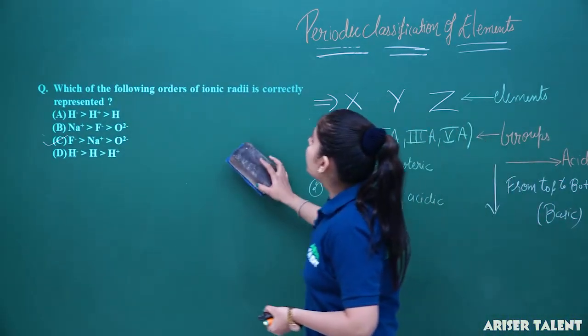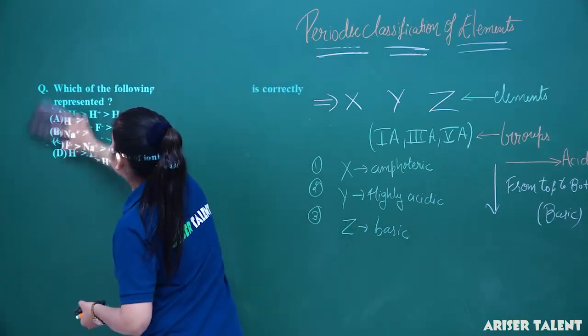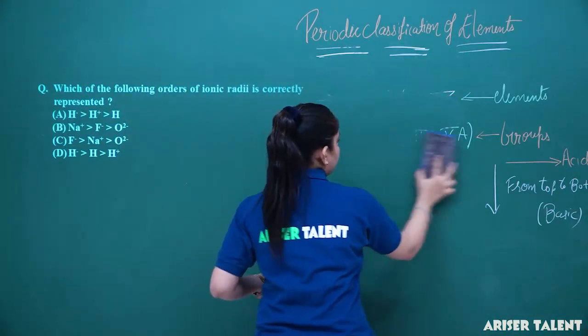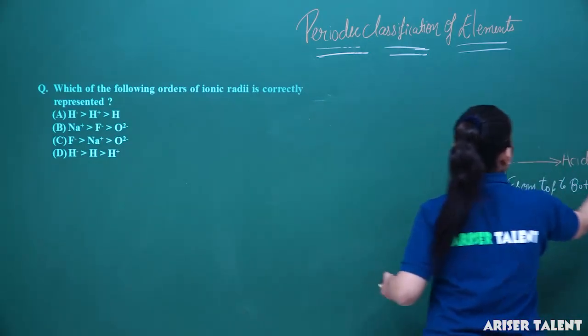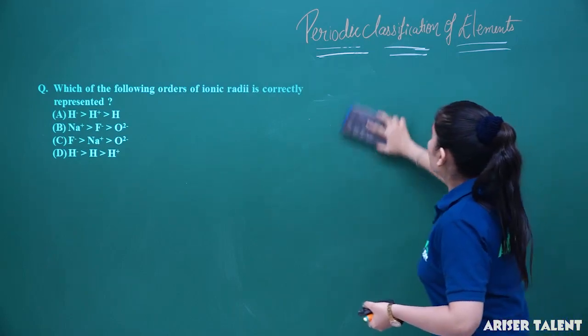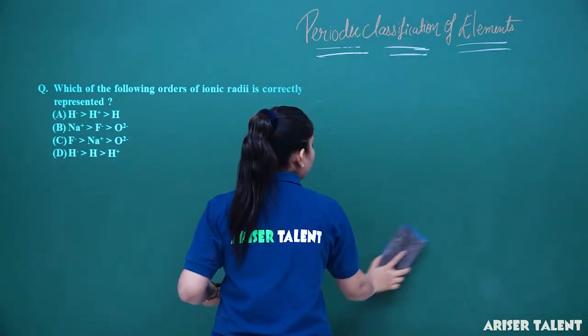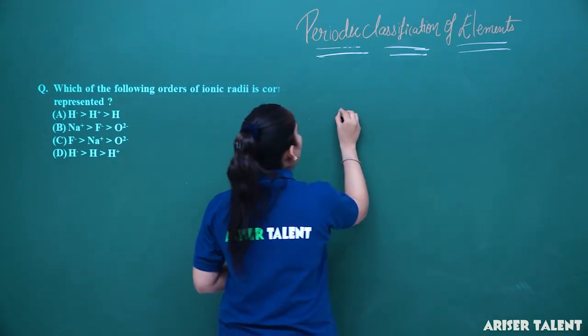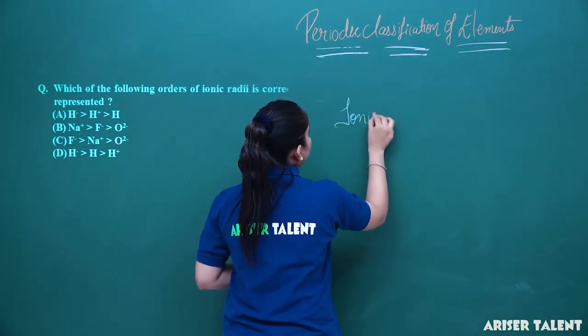Which of the following order of ionic radii is represented correctly? So, if I consider the ionic radii in case of cations and anions, what will be the order of ionic radii here?